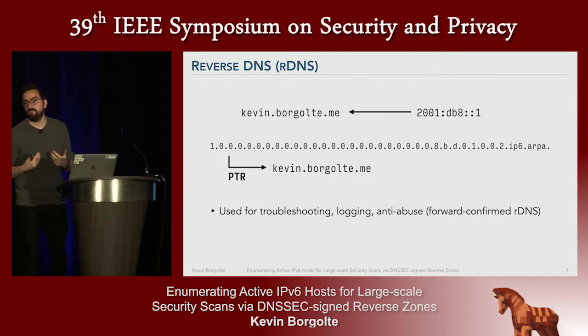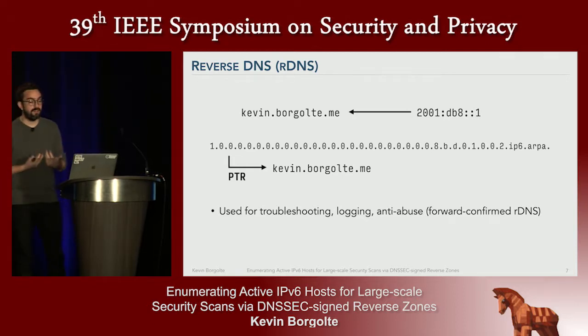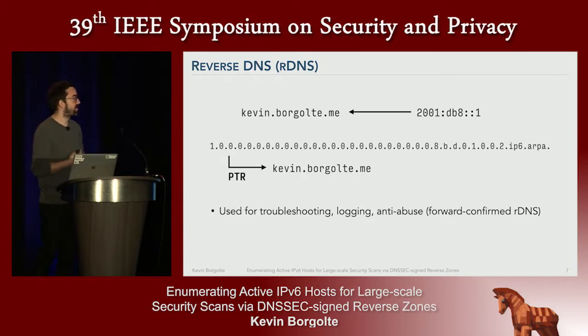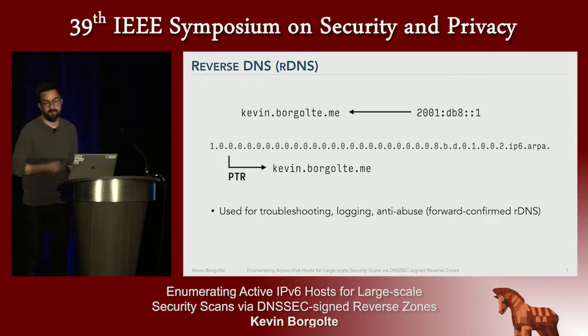Similarly, it's being used for logging, where you want to have meaningful logs that tell you where this host might be coming from, what the meaning is. Then, of course, you have the standard use case of anti-abuse, which means forward-confirmed reverse DNS, so that, for example, a mail server knows that they're supposed to send emails from a specific domain.